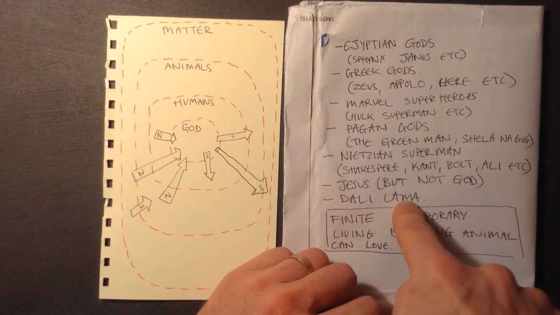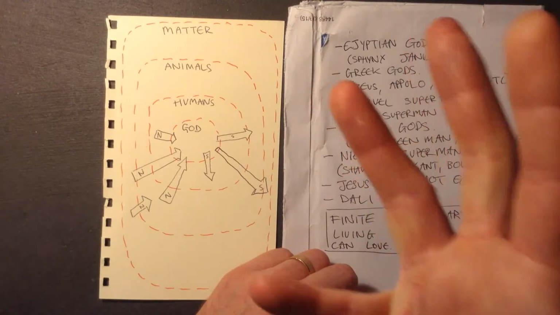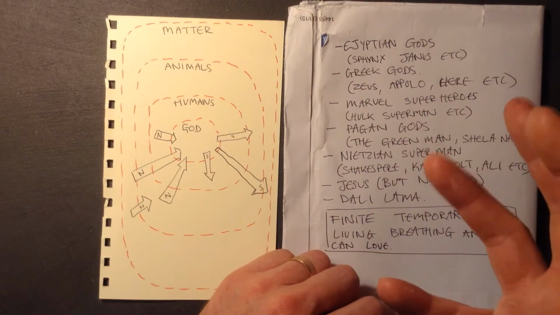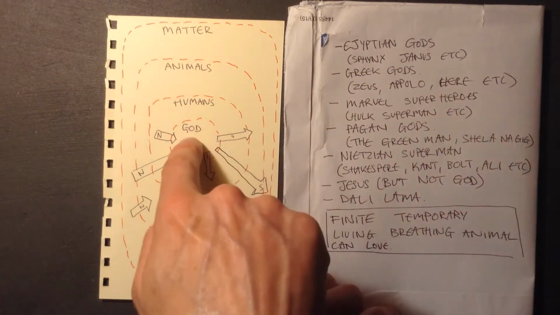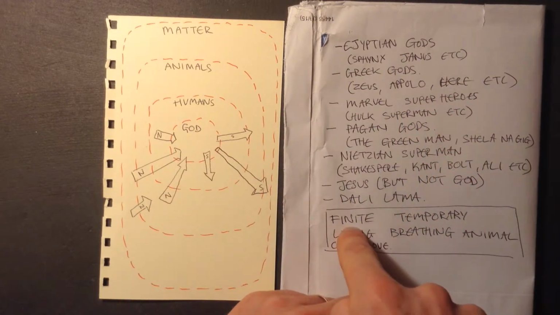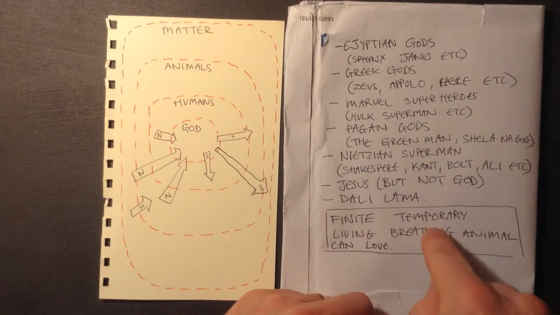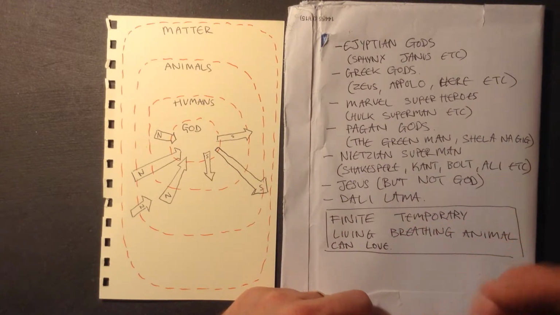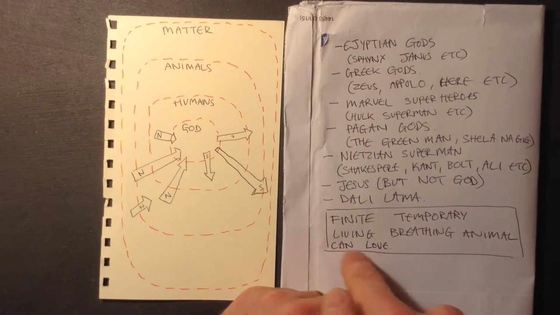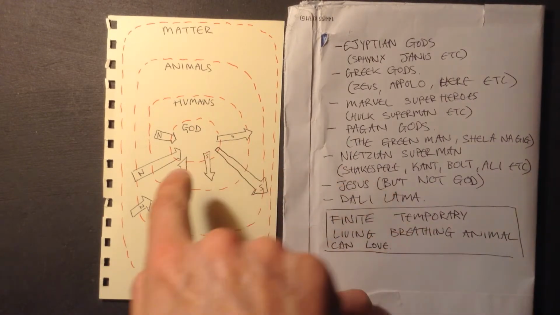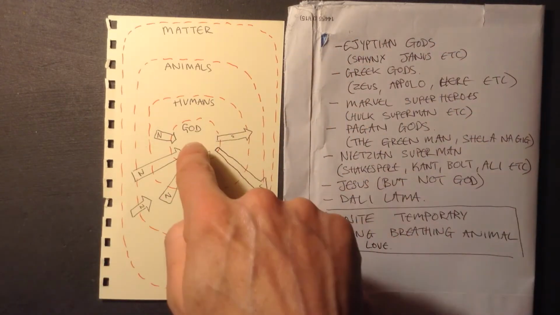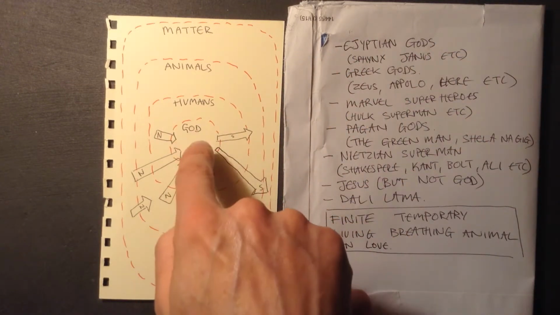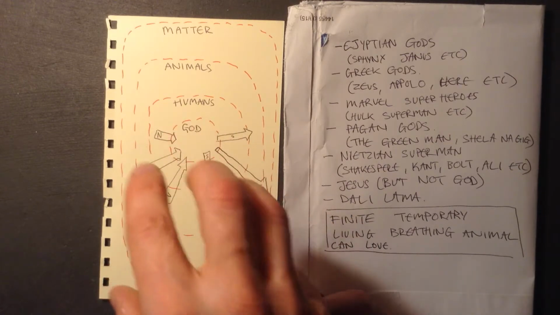And also someone like the Dalai Lama, a person that some people revere as a deity, but who is essentially a human. So the thing with this is it's finite. It's a temporary living, breathing animal type thing. It lives, it breathes, it's an animal, and it can love. Okay, so it has a brain, it has a consciousness.